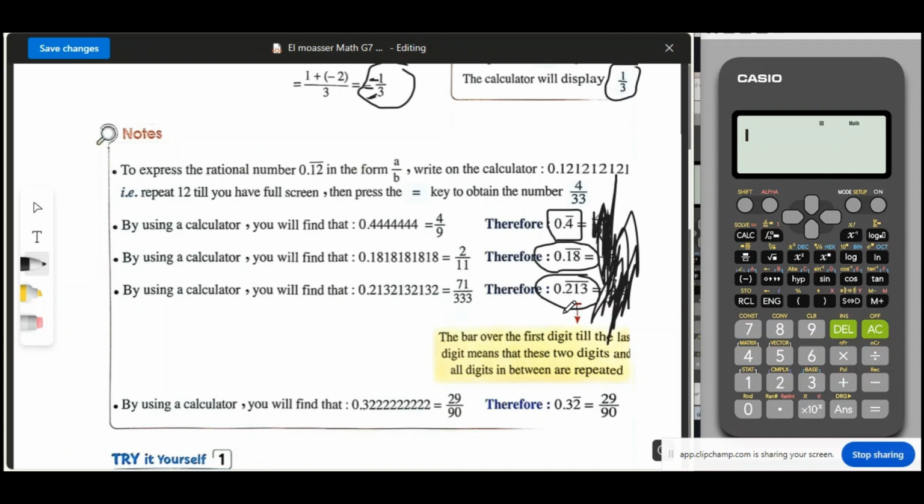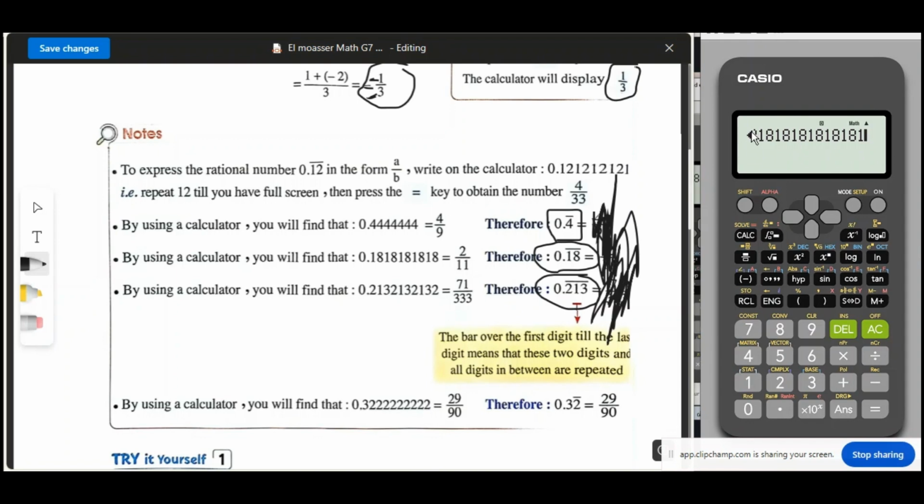Now, let's solve it. So, 0.4 recurring means 0.4444444444444, and so there you go, get the full screen. Get equal and there you go. 0.18 recurring: you should type 18. Don't misspell it. 18. No, don't stop, please.